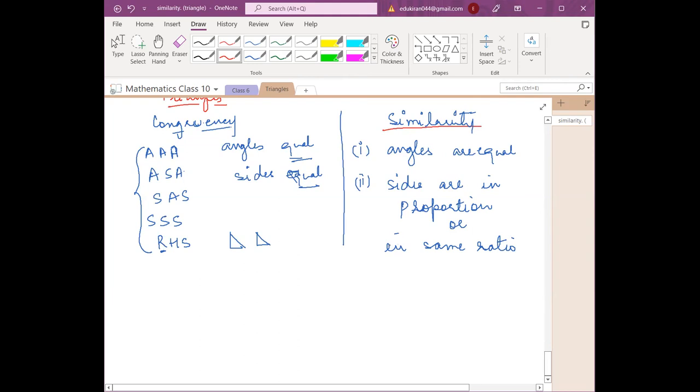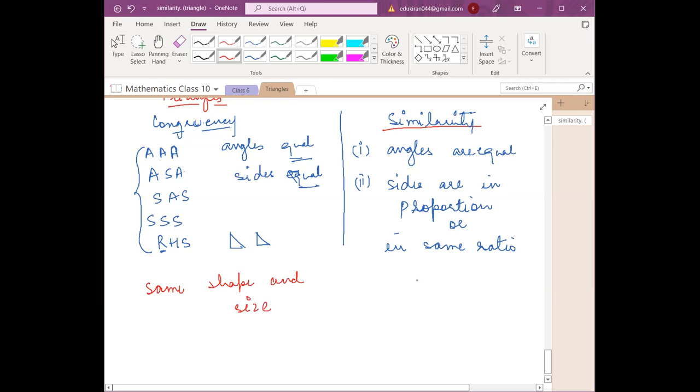Yes, ma'am. Okay. So anyway, similarity. Come back to similarity. Have you understood the difference between congruency and similarity? Yes, ma'am. Okay. So congruency means same shape and size.